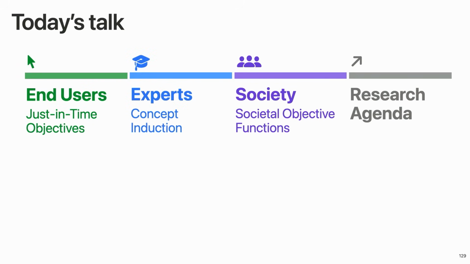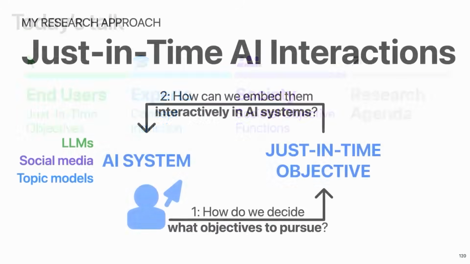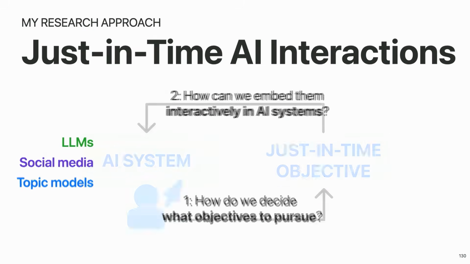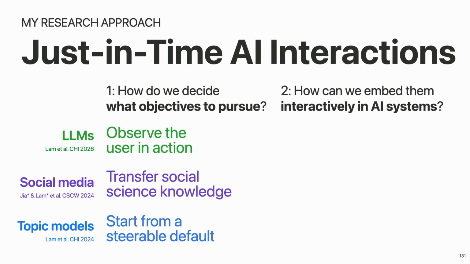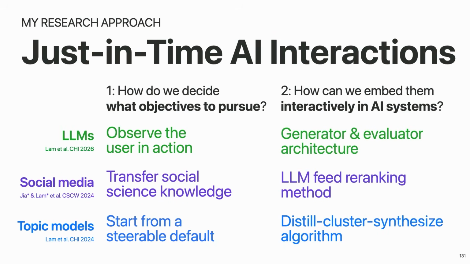Zooming out, I've shown how just-in-time objectives work across a variety of different problem settings, from end users working on their own projects, domain experts conducting research, and communities of users on social media. And I've shown how my research develops strategies for combating these spork AI interactions by determining what objectives to pursue and how to embed them interactively in AI systems. And this came with a toolkit of strategies for deciding what objectives to pursue, from passively observing to transferring social science theory, and methods to embed these objectives, from LLM systems to social media systems.